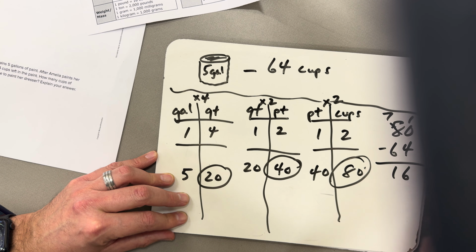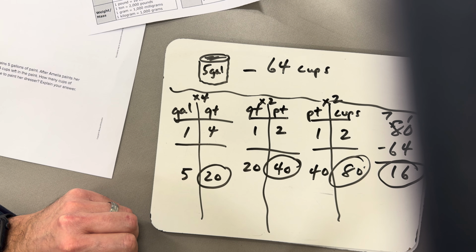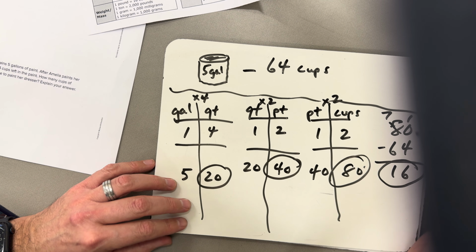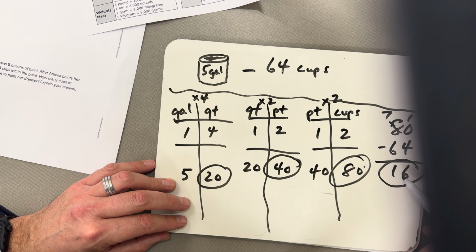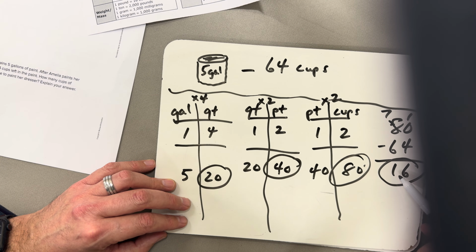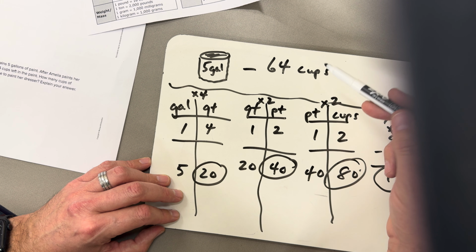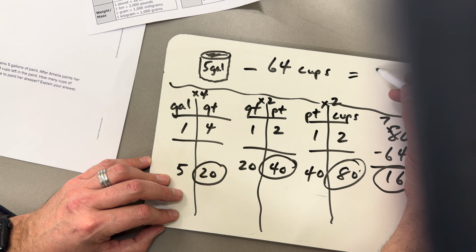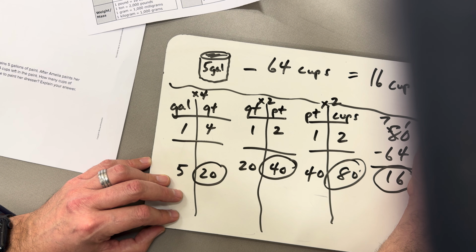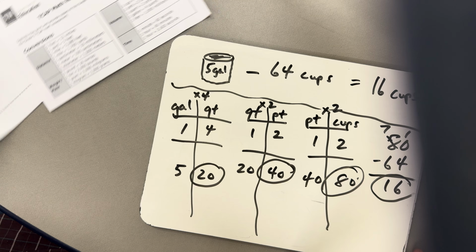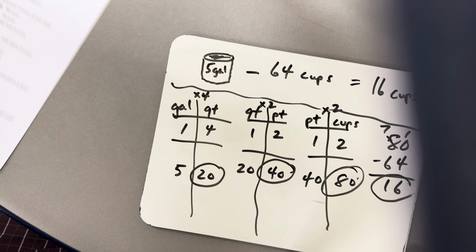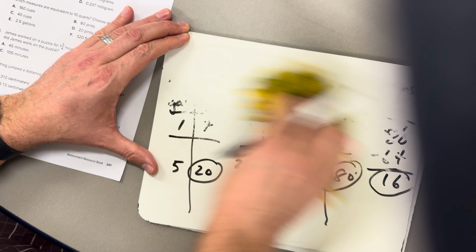And she ends up with 16. I'm sorry, after she painted her dresser, there were 64 cups. Okay, so we took away the 64 cups. How many did she use to paint her dresser? 16. Okay, because that's what we were trying to figure out. We know she started with 5 gallons and she still had 64 cups left. So that's why we took away the 64 cups and we ended up with 16 cups.